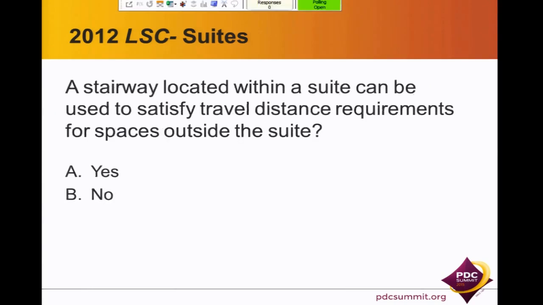Okay, next question. A stairway located within the suite can be used to satisfy travel distance requirements for spaces outside the suite? Yes or no?